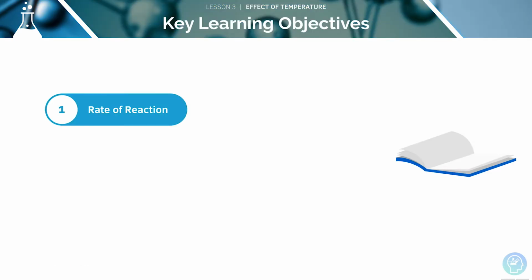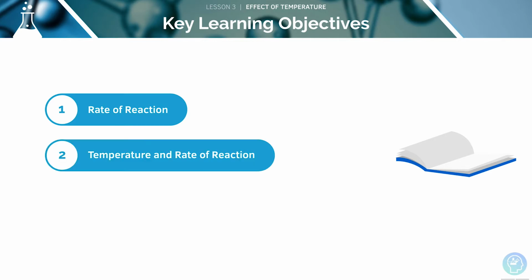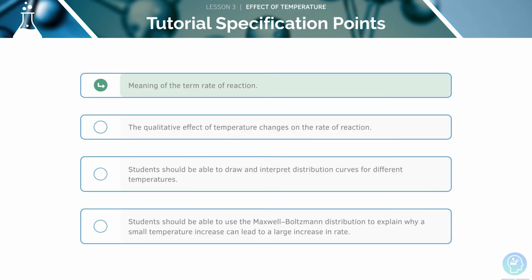Here are the key learning objectives for this lesson. First, we will cover the rate of reaction, and then we will look at its relationship with temperature. Here are the AQA specification points for this section. We'll start off by defining the rate of reaction.